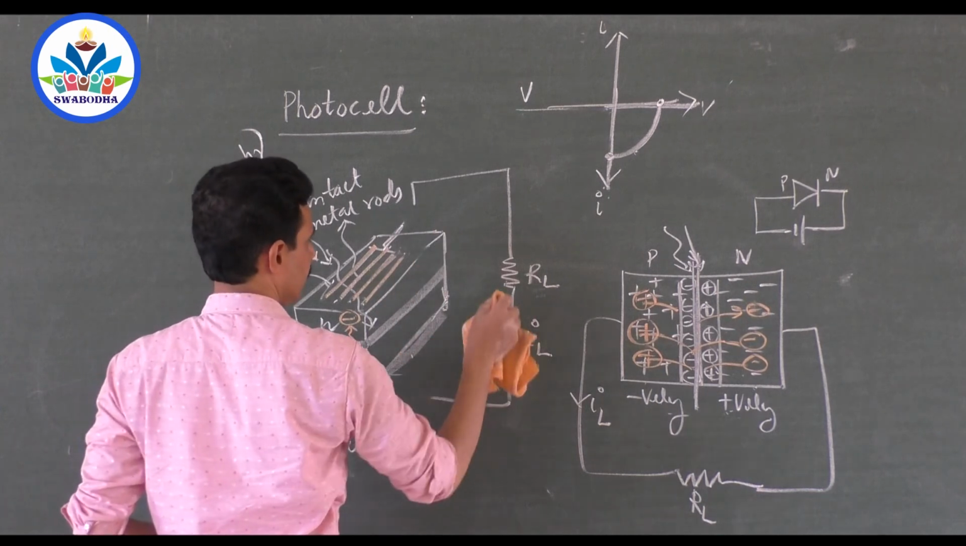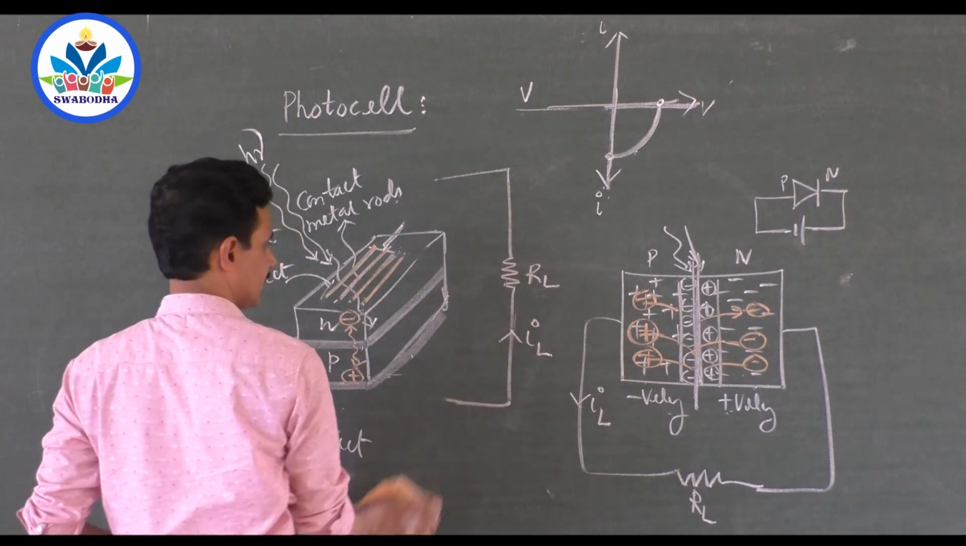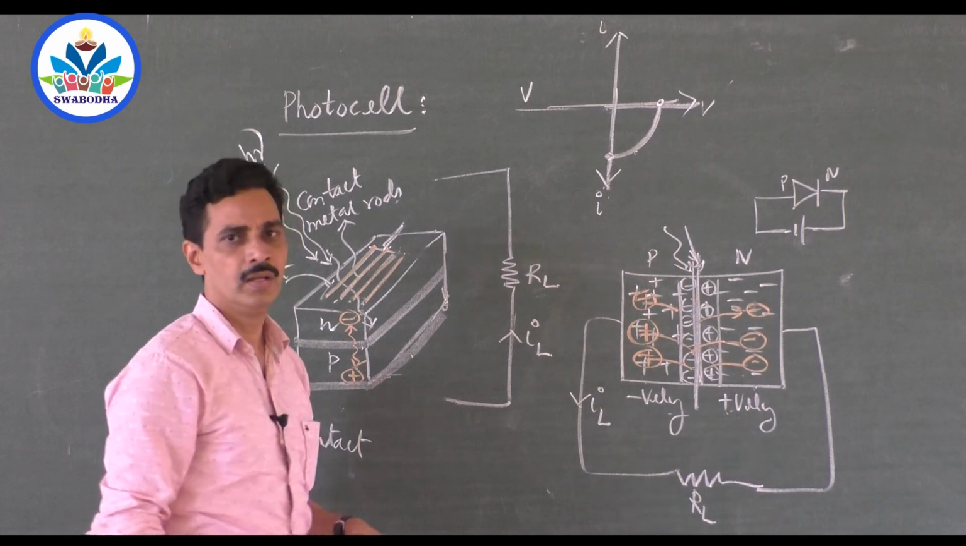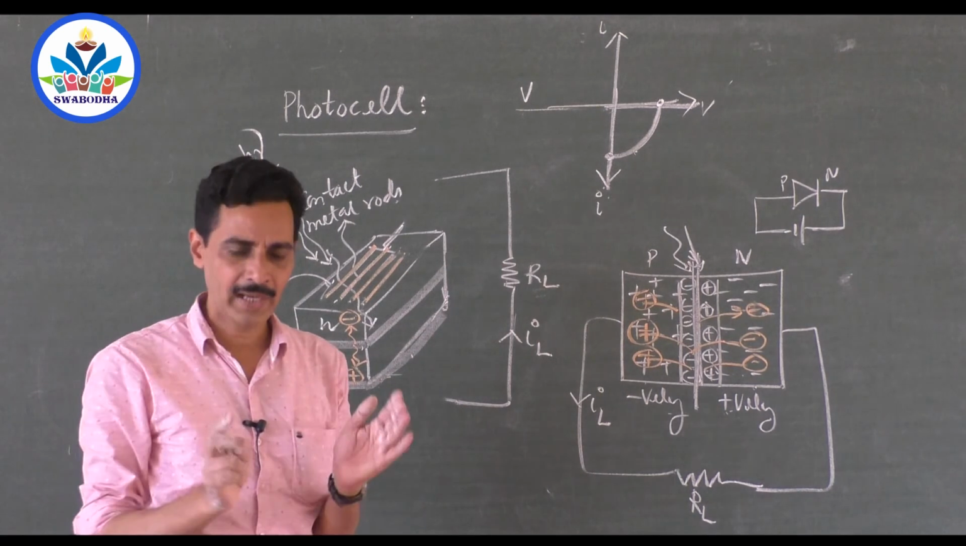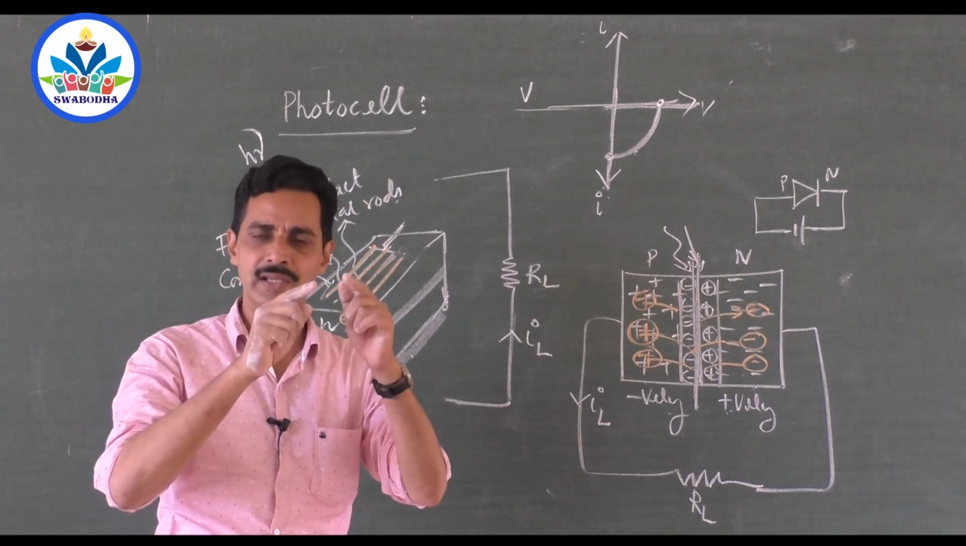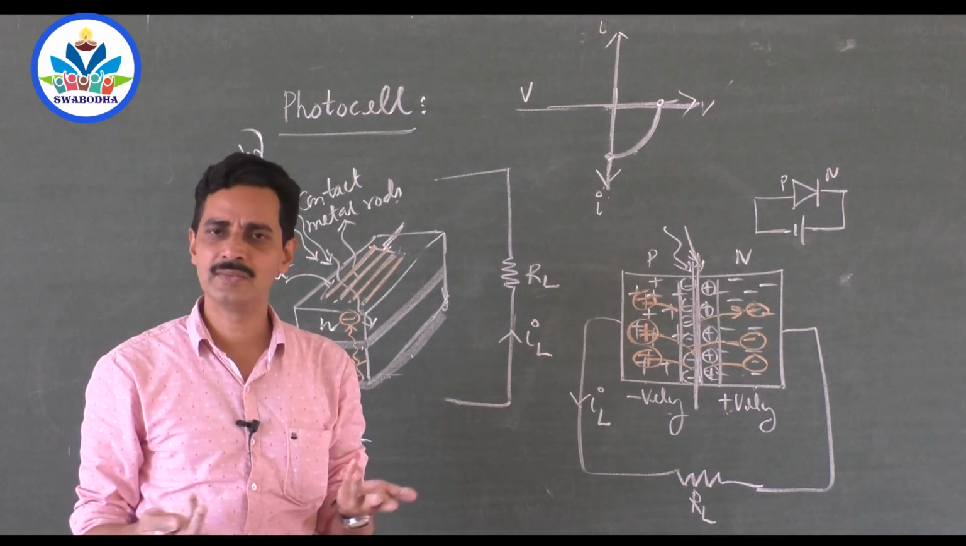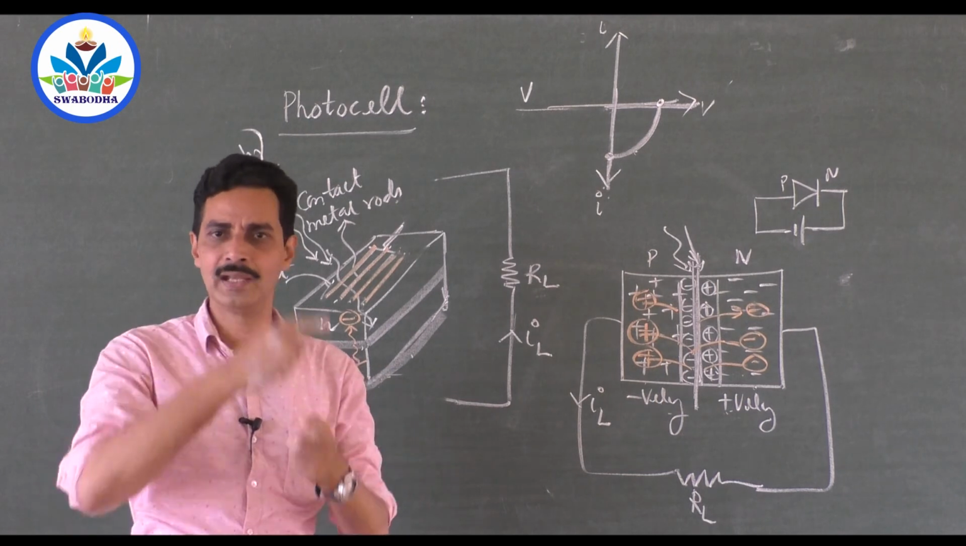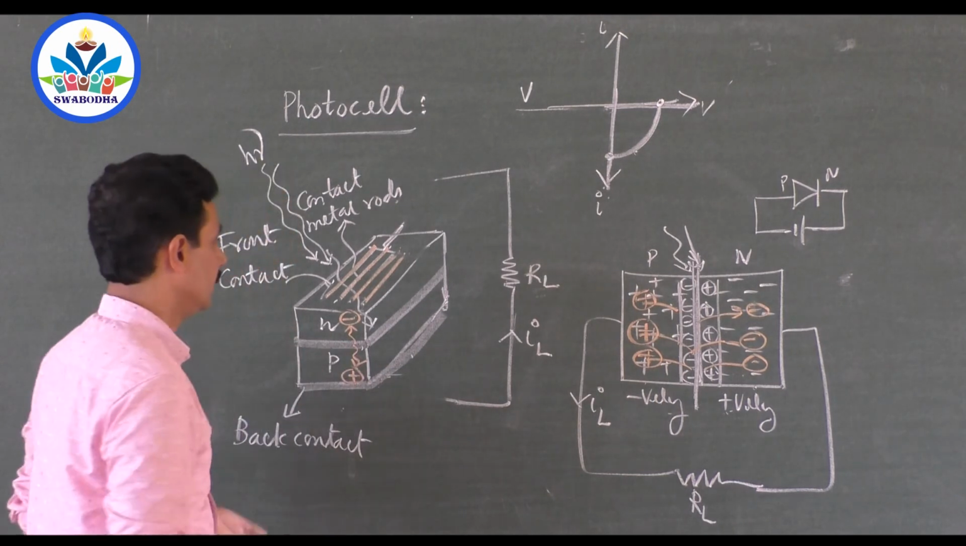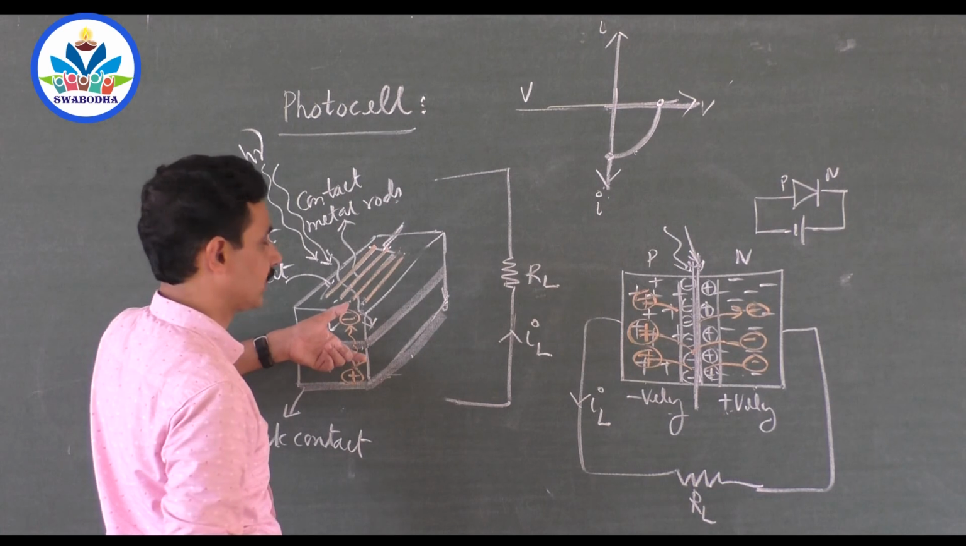If you don't use the external source or external load, no current flows through the cell. If a battery is not connected to any bulb or any load, it will still develop an EMF, but it cannot make any current flow through. So now this is called open circuit voltage.